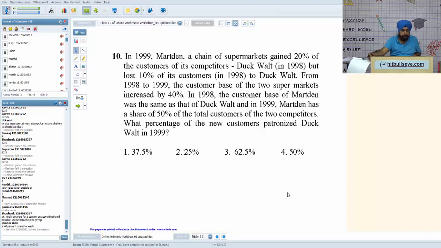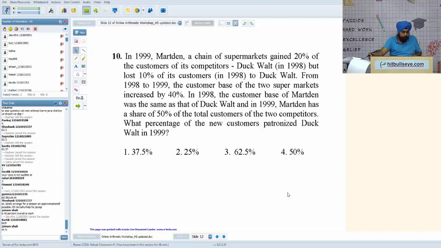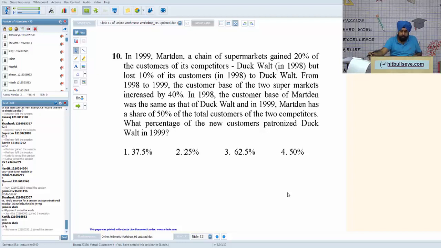See, when it says the customer base of the two supermarkets increased by 40%, that means it is in total. And by the way, let me add here, Janam, even if it is 40% each or 40% of the total, the answer remains the same. Getting it? If you buy 3 products and each gives you 10% discount, and if you find the total on 10% of the 3 combined marked price also, this will remain the same.